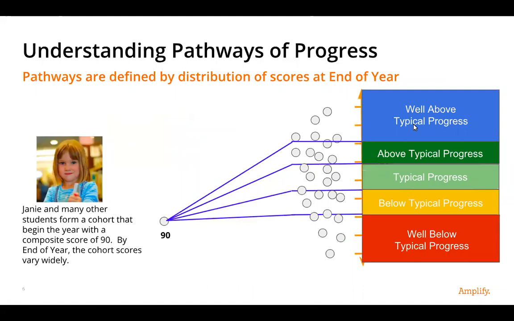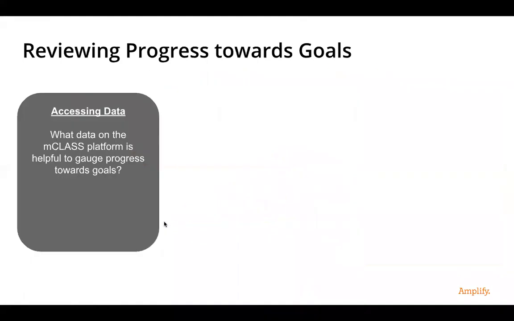Then we look at how everybody did at middle of year and end of year. While Janie's being compared with students that started at a 90, we know as the year progresses, different students will end up in different places. And that's where you'll get the different bands or the different pathways. We can see some students that started at 90 fall into well below typical progress, all the way up to some students at the end of the year who fall into well above typical progress. Once again, all these students started with a composite score of 90.